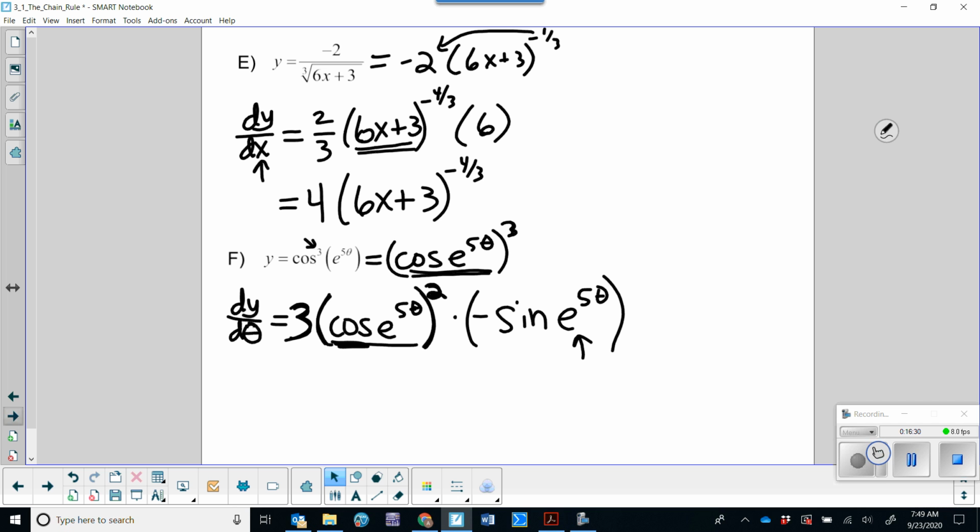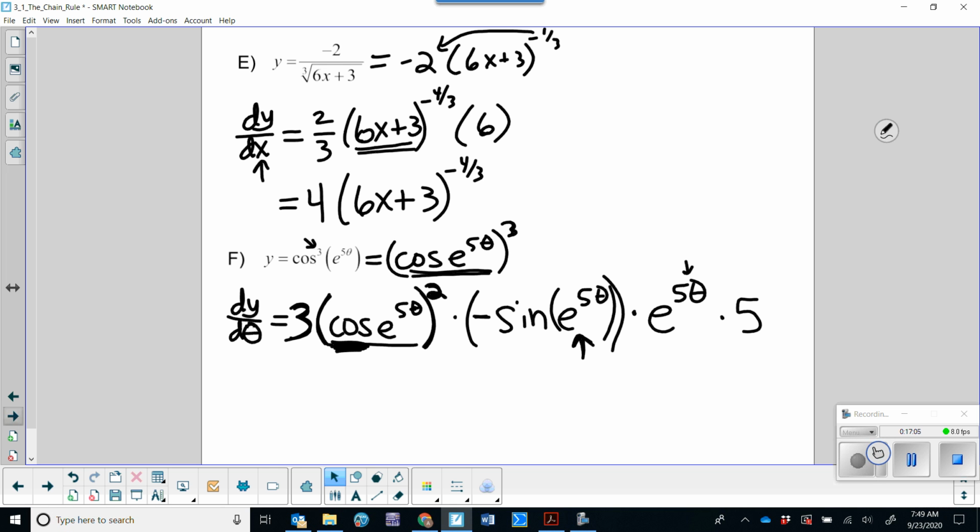On the inside, I have more than one function, but my main function is cosine. So I did minus sine, leave that all alone. Now that inside wasn't plain theta, so I have to do times its derivative. So times the derivative of just this e to the 5 theta. Well, we just did an e, so we know that that's going to be rewrite e to the 5 theta, because that's the derivative of e to the something. But then its inside, also not plain theta yet, so times 5.